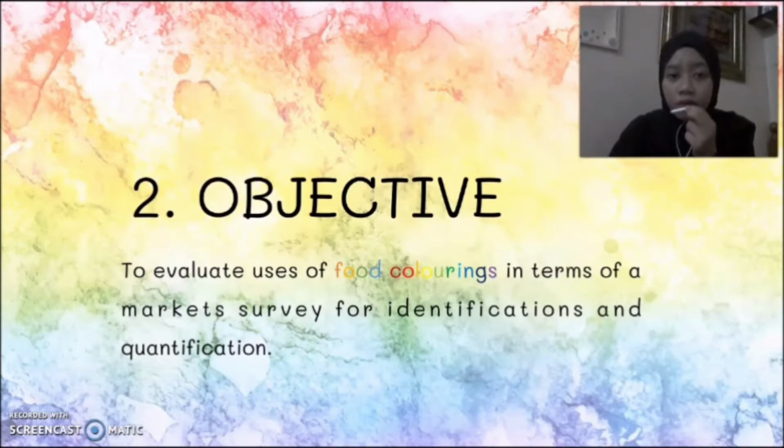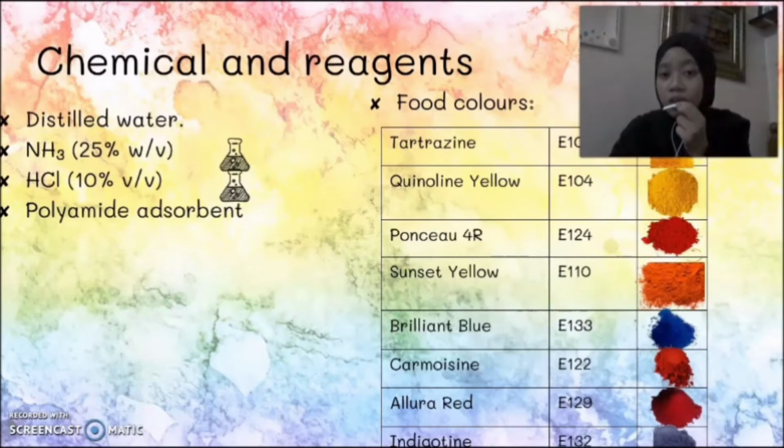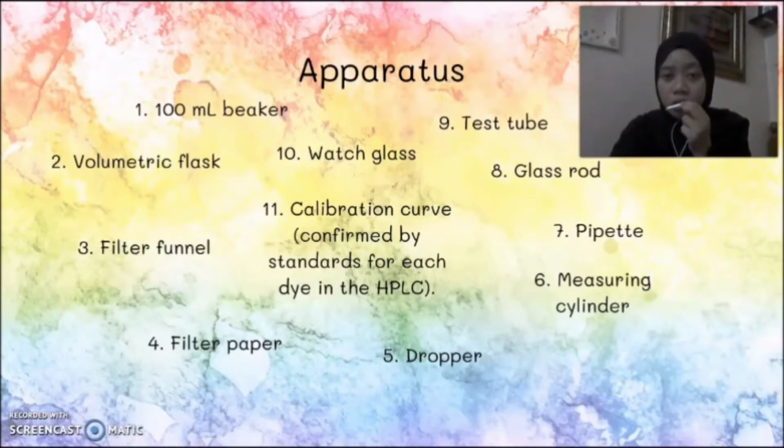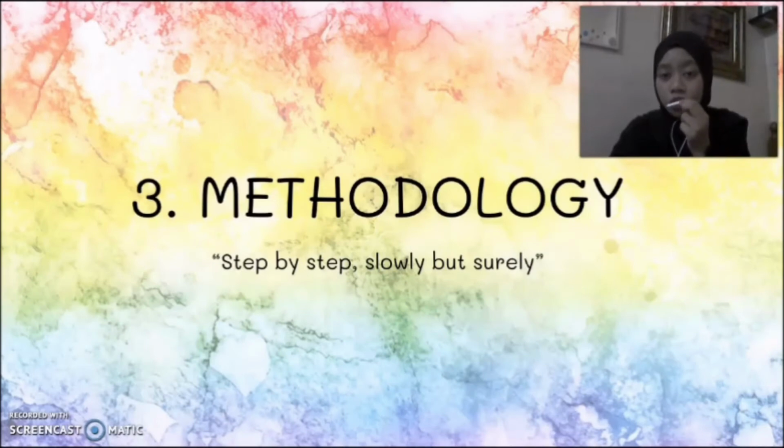The objective of this experiment is to evaluate the use of food coloring in terms of a market survey for identification and quantification. This is the chemical and reagent that we need to use in this experiment. This is the apparatus. Next we move to the methodology.